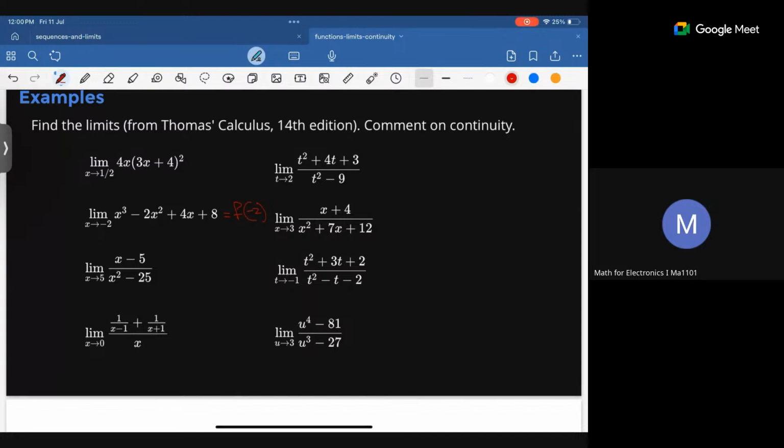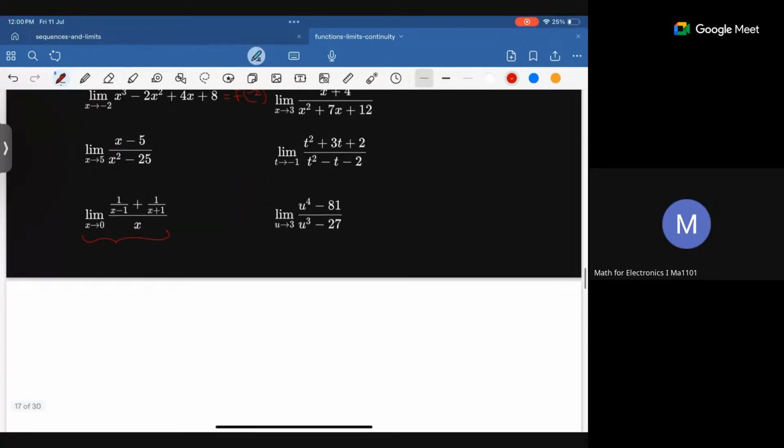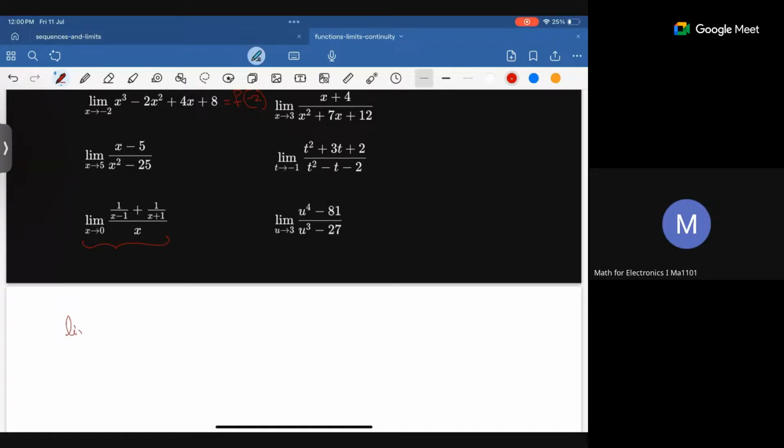Right. And examples like this, where limit x tends to 0, (1 by x minus 1 plus 1 by x plus 1) whole divided by x. If you see these kind of examples, just make sure that you can simplify it a bit. If we can simplify this a bit, then things would be really easy.